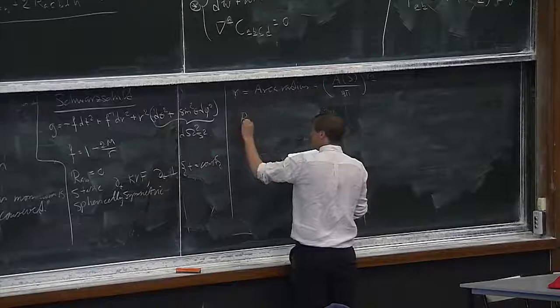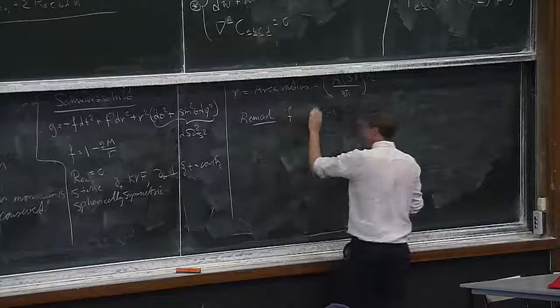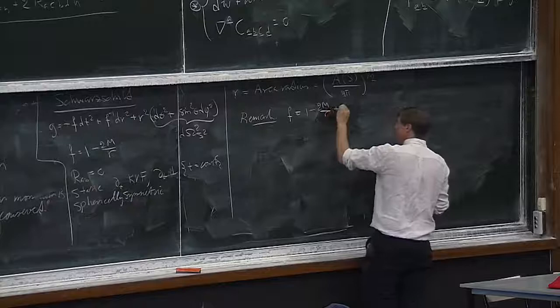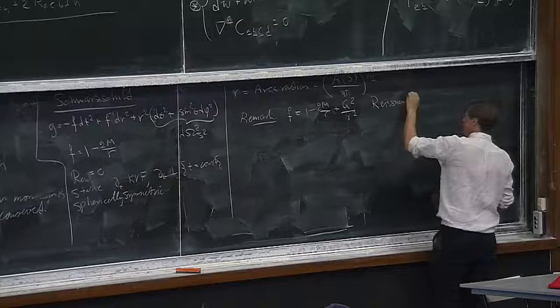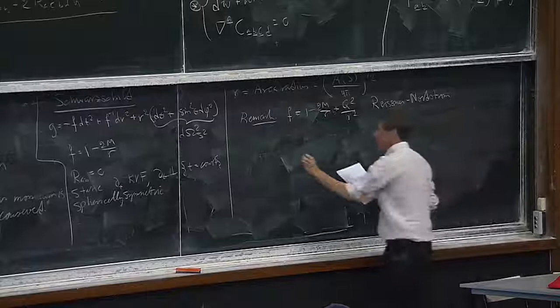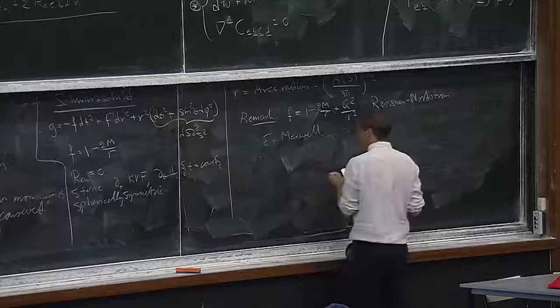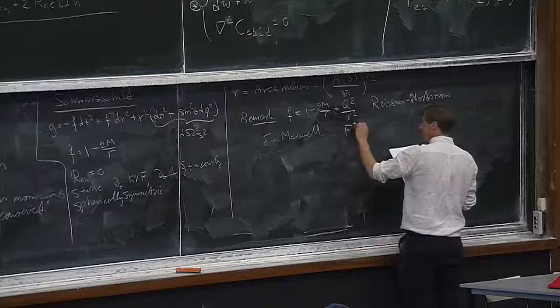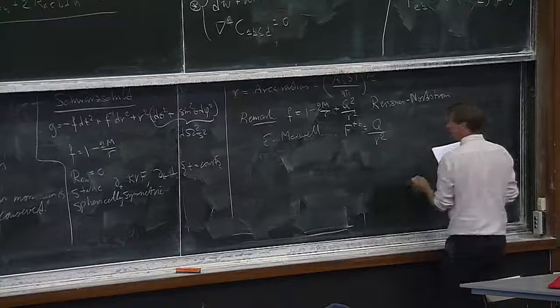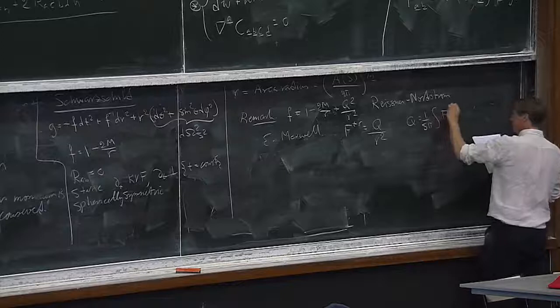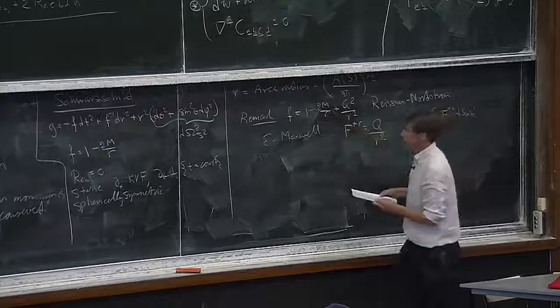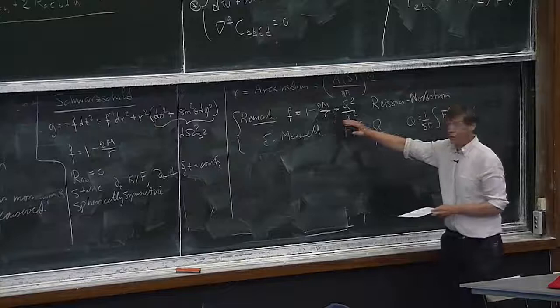A remark. If we set f to 1 minus 2m over r plus q squared over r squared, then this is Reissner-Nordström. This is Einstein-Maxwell, and it has a Maxwell form, which is just given by this relation here. So the charge of that thing is... so this is just an example that one can easily extend this to non-vacuum, but still very interesting spacetimes.